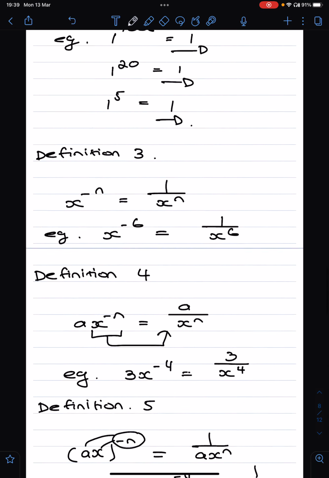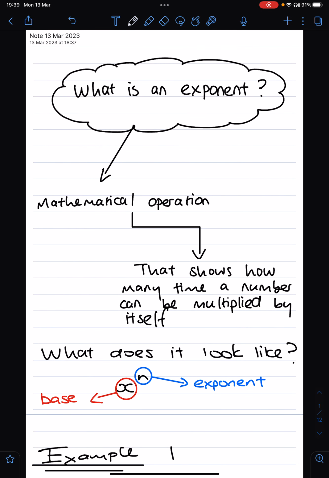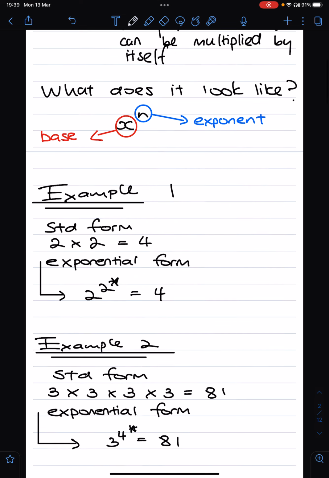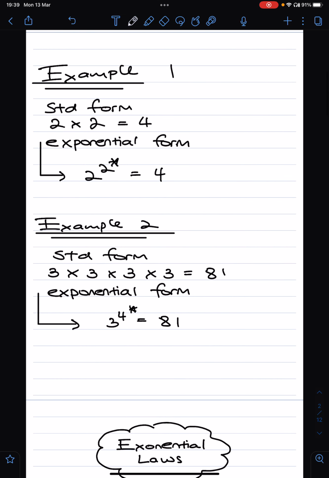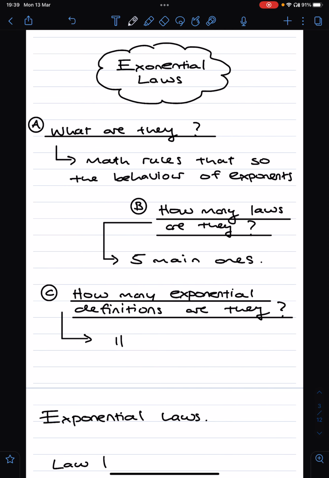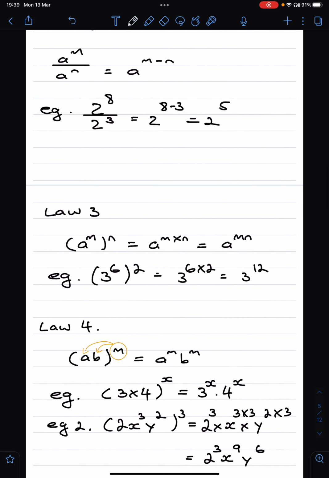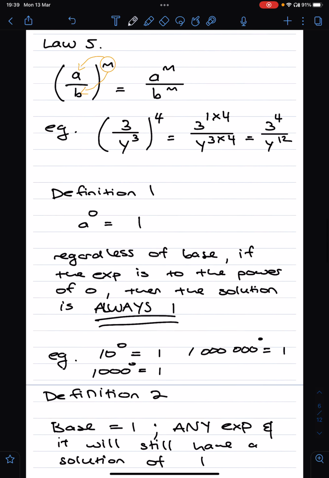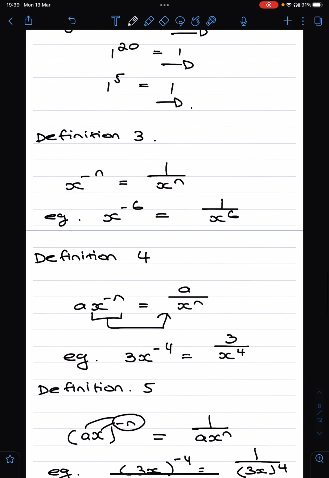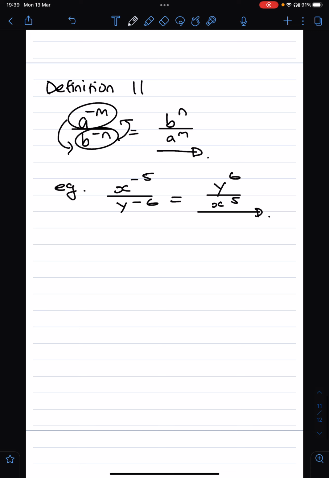So, what did we learn in this lesson? We learned what an exponent is, what they look like, classical examples of exponents, what exponential laws are, how many exponential laws we have, how many definitions we have, all the various laws that come with exponents, and every single type of definition at a school level for exponents.